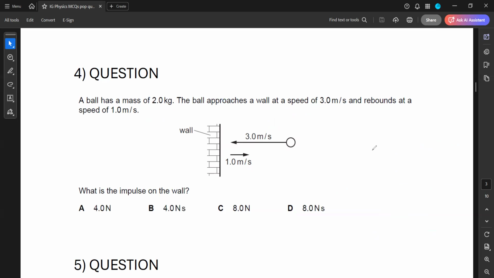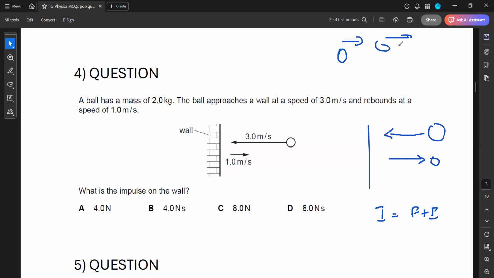So remember the formula for the impulse: when the object hits and bounces back, if you want to get the impulse, it will be final plus initial. And if the direction does not change, the object continues to move in the same direction and you need an impulse, then it will be final minus initial.